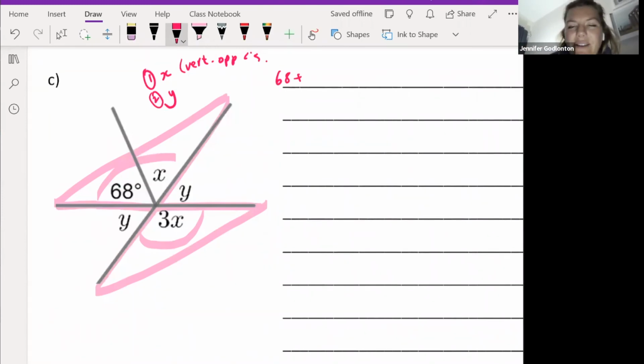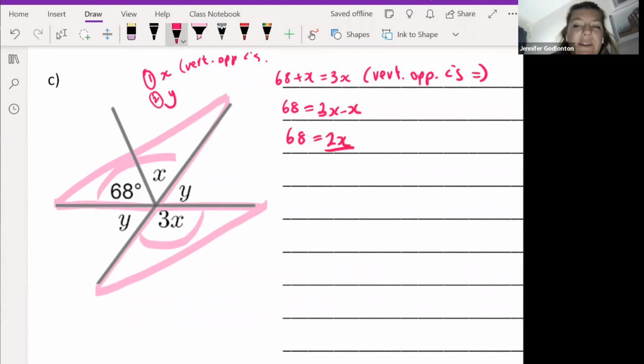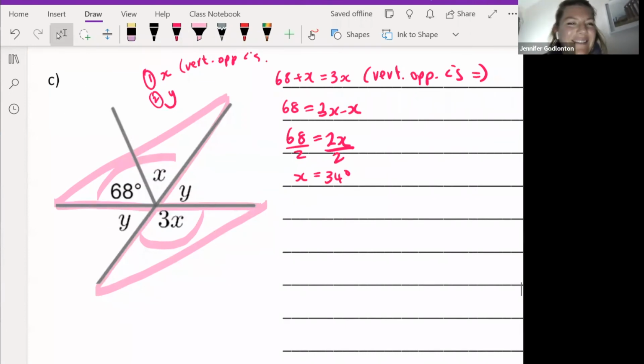Perfect. Great start. And then you just have to work out for x. So 68 equals 3x minus x, which will equal 2x, and then x would equal 34. So 68 equals 2x. We're going to divide both by 2. And so x is equal to 34 degrees. Beautiful. Nice job.